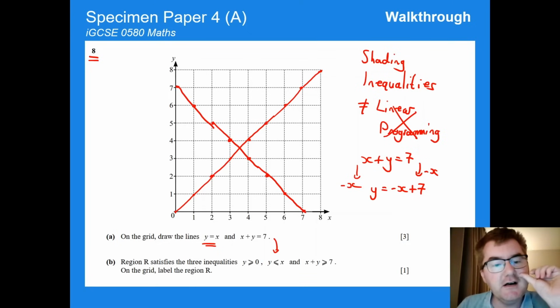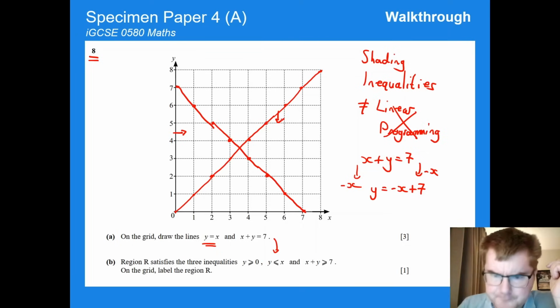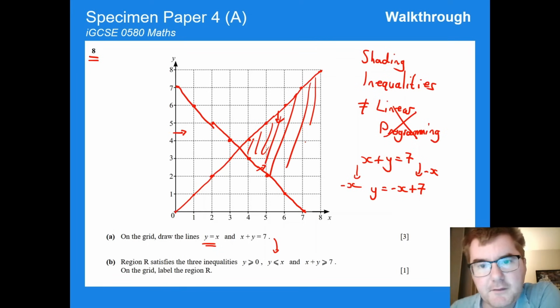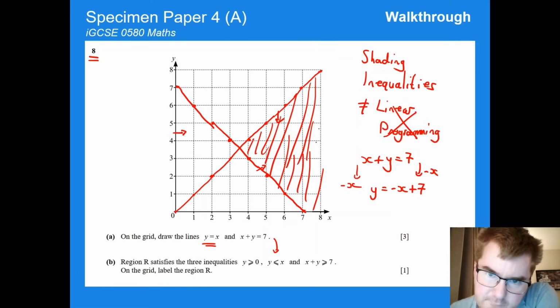And now the region R satisfies these inequalities. So I do this one at a time. So y is greater than or equal to 0. So we've got our y and we want it to be greater than or equal to 0. So this direction. y is less than or equal to x. So the line we drew at the start, we want that to be less. And x plus y is greater than or equal to 7. So we want this line here to be greater than. So once it's to the right here, we want to go down here and up here. So we need to shade in this part here, like so.